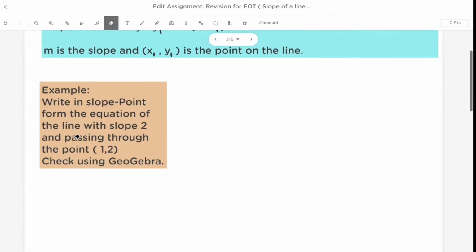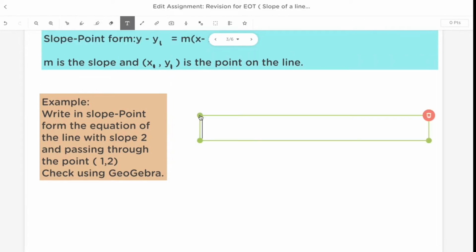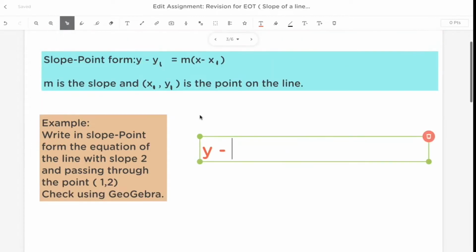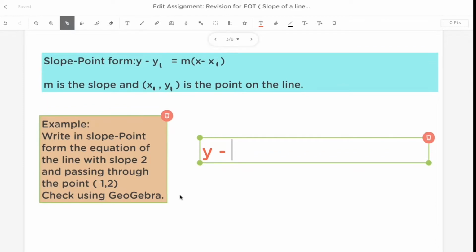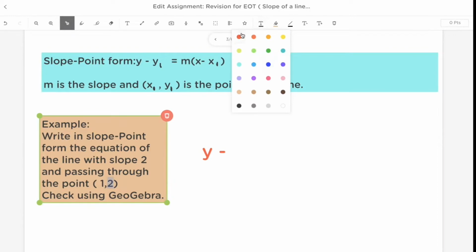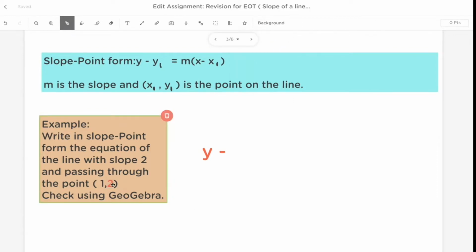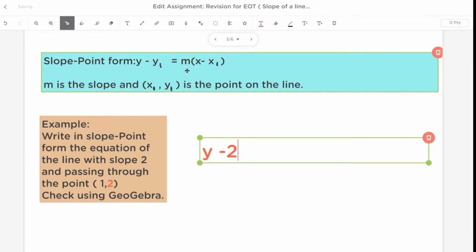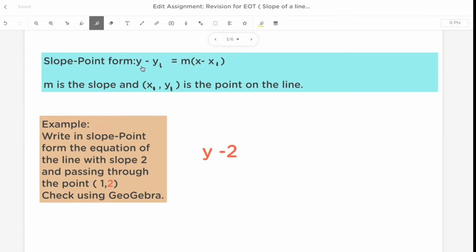Now, this is an example. Write in slope point form the equation of the line with slope 2 and passing through the point (1, 2). Check using GeoGebra. All right, so we're going to start writing the equation. The equation is y minus, what do you think is y1 in this example? 2, this 2. This is the y1, okay? So we put y minus 2. I've done y minus y1 so far.